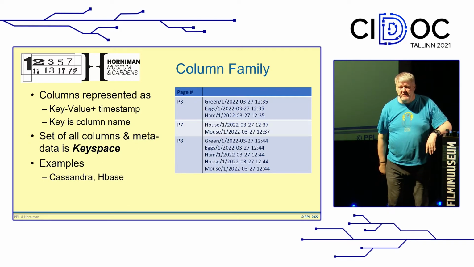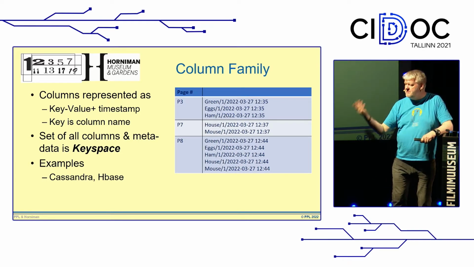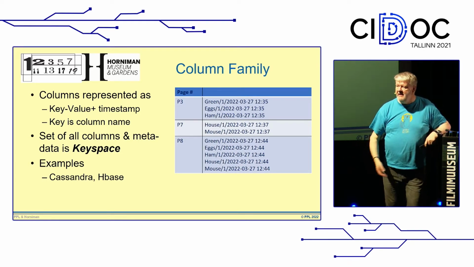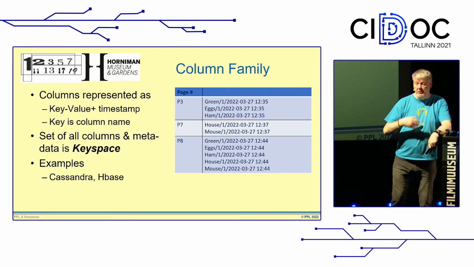So what we do is we move to what are called column family databases, where we have a key space, which is all the possible words, in this case, that we can have. And for each particular entry, we just pick the ones that we can use, or that are used.